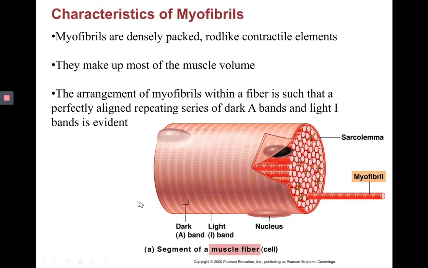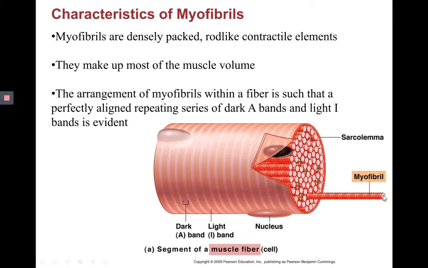So again, we have dark A bands, light I bands, and that's because of the repetitive arrangement of actin and myosin within each myofibril. So here's a better view of just how many of these rod-shaped proteins called myofibrils you would have in a skeletal muscle cell. So this whole structure of the skeletal muscle cell contains many myofibrils, which we know inside of each myofibril are actin and myosin. We can see the units of a myofibril, which are the sarcomeres.